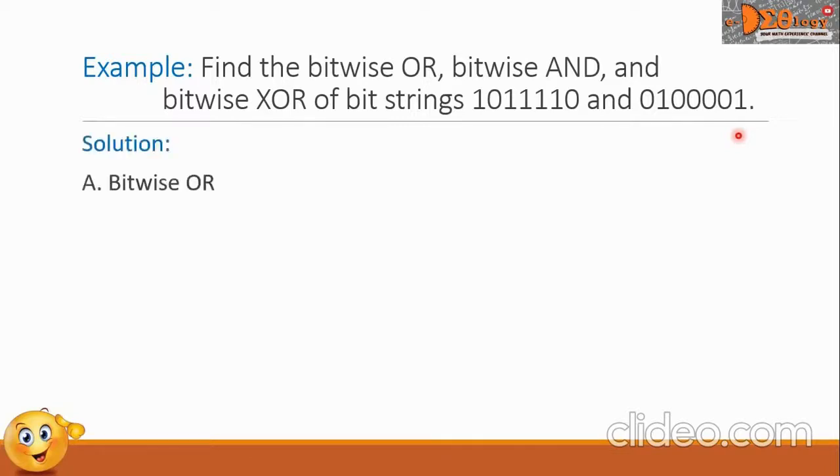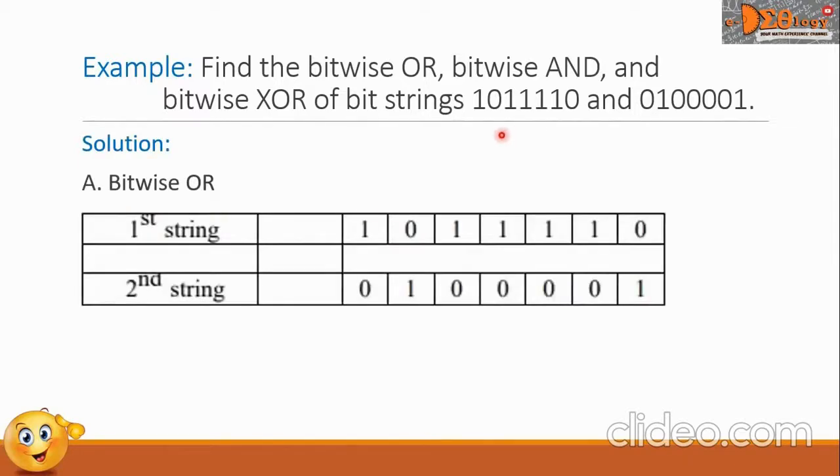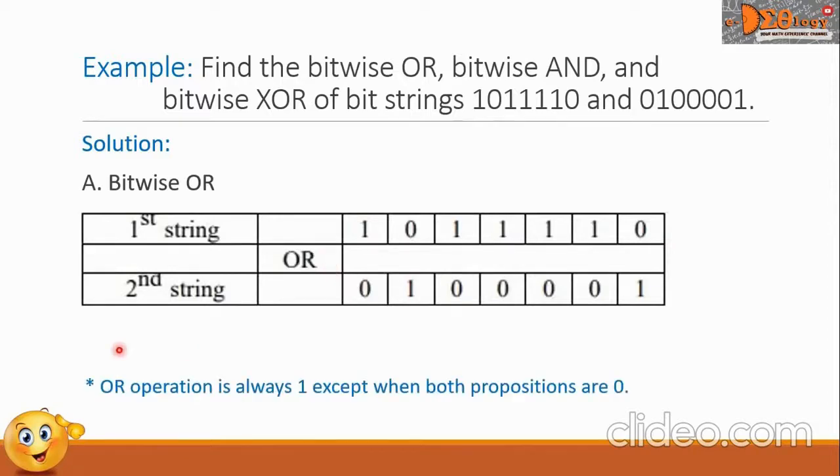For our solution, let us start with bitwise OR. Let us write the two strings in column. Now let us do the operation OR. Remember that OR operation is always 1, except when both propositions are 0.